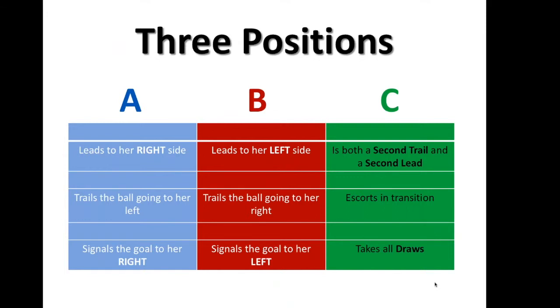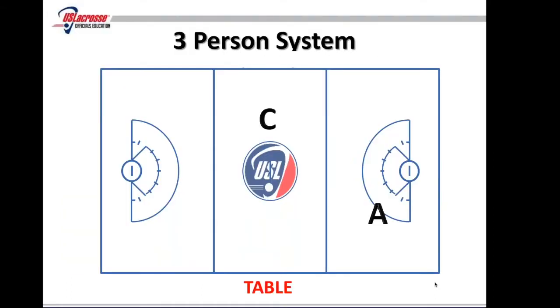Now C has different assignments. She's a second lead and a second trail. She escorts the ball in transition and does all the draws. Let's eliminate A and B. C will conduct all draws and will act as the second lead and a second trail in both CSAs at both ends of the field.